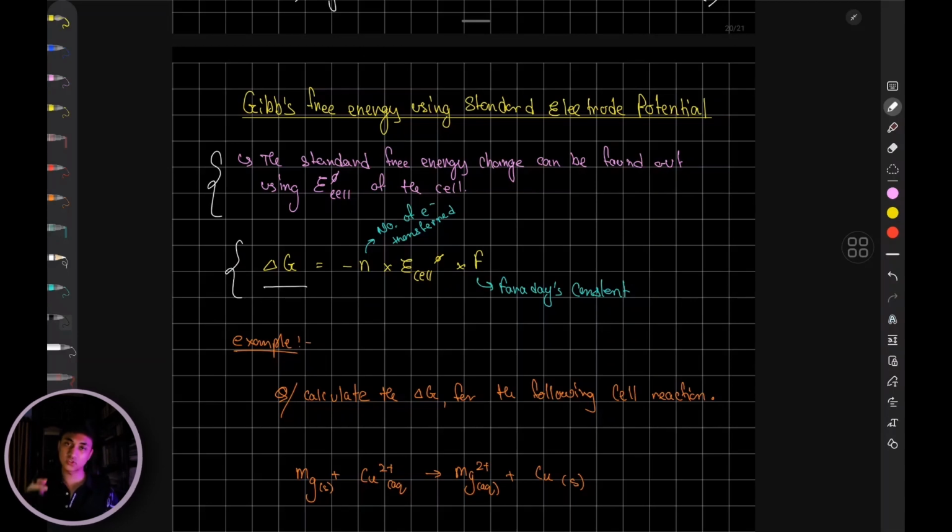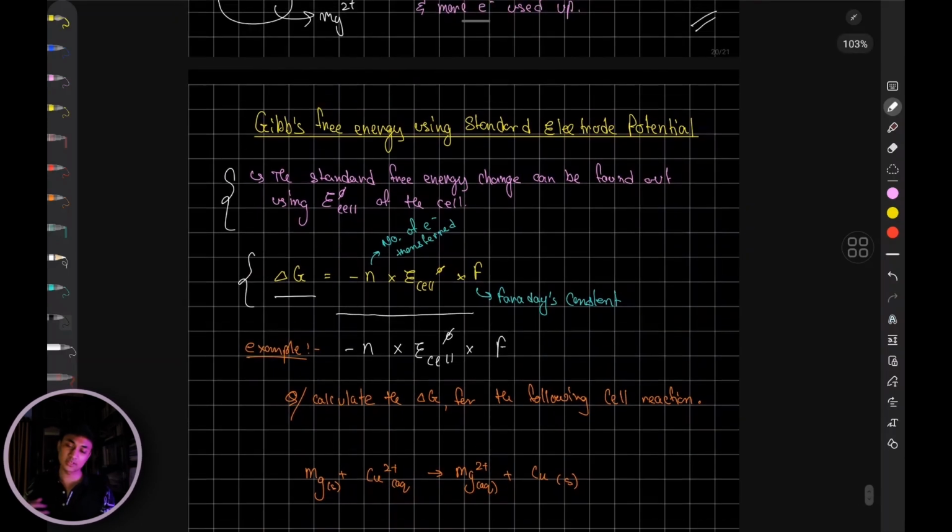That is, del G, change in Gibbs free energy, is going to be calculated using this formula: minus n, where n is the number of electrons transferred, times your cell potential, that is your reading on the voltmeter, your resultant potential difference between two electrode potentials, E cell. So cell potential times Faraday's constant. Okay, so this is going to give you the change in Gibbs free energy.